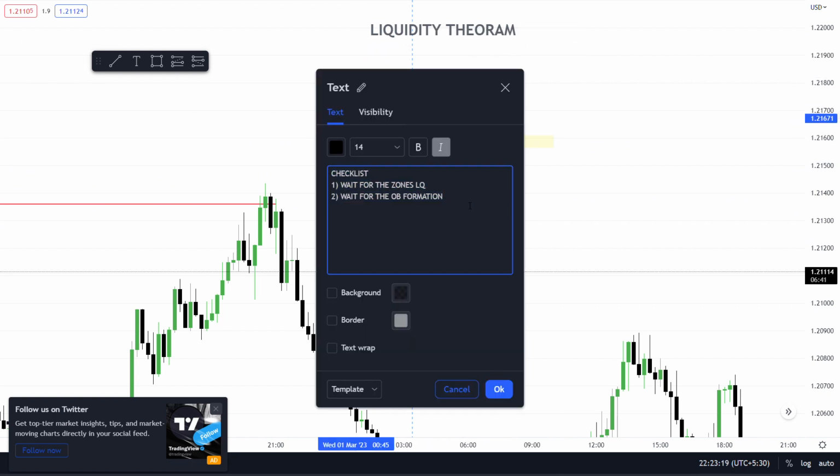This is the most important strategy. Please rewatch the video again and again, and make sure to take notes. This is very important. You can change your life and get funded on many accounts with this simple strategy. We are always waiting for the liquidity, and we are waiting for the order block that forms itself by the market after taking the liquidity.